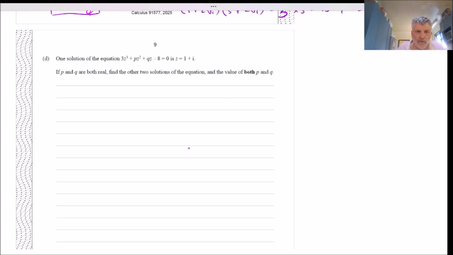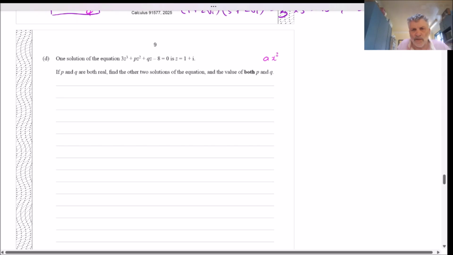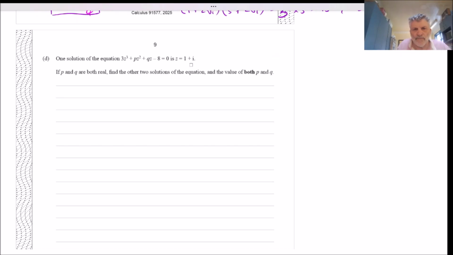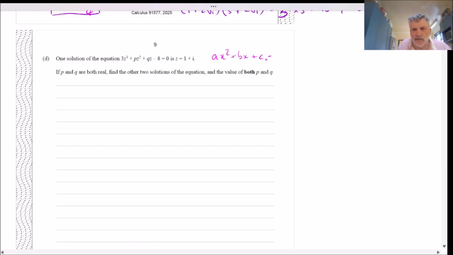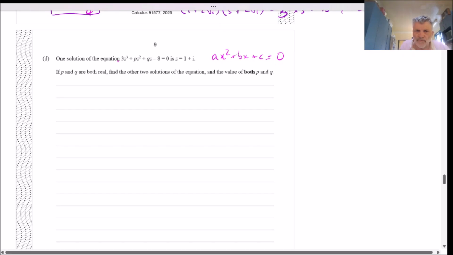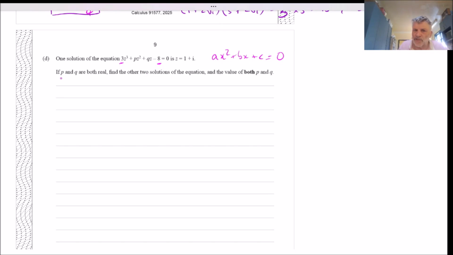Part D, one solution of the equation 3z cubed plus pz squared plus qz minus 8 equals 0 is z equals i plus 1 plus i. And notice here, compared to the quadratic equation earlier, I'm going to run out of room, I think, where we had ax squared plus bx plus c equals 0 is the form they wanted. They've given this form and they've put in some of these coefficients. And that allows us to find a particular equation. So we can find particular values for p and q that will make this equation true.